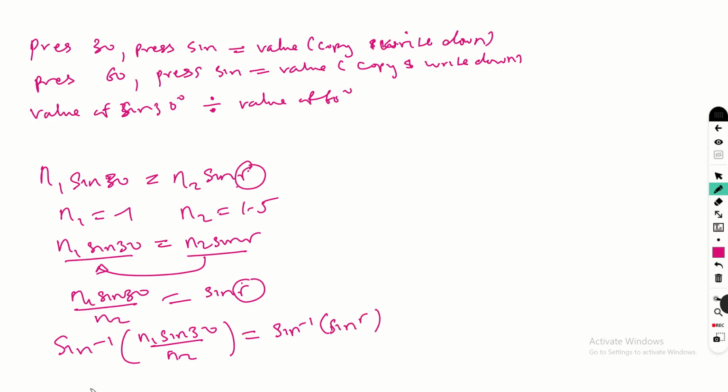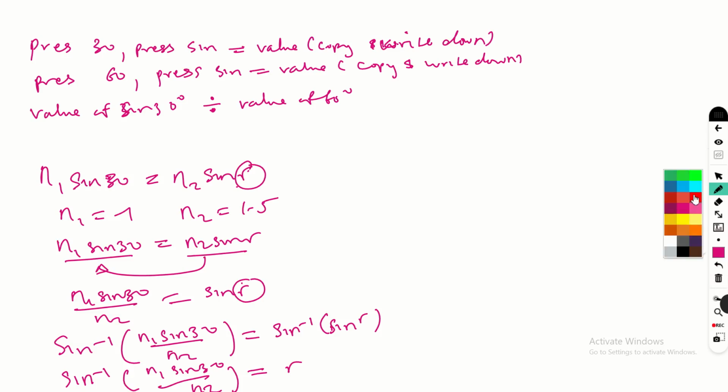So sine inverse of n1 sine 30 over n2 will now be equal to r, because sine inverse times sine r is r. That's how you do it. Now in physics, normally you don't have to use a calculator. You don't want to use a calculator. It's very simple. You just go here, sine inverse will be equal to 1 times half over 1.5 equals r.